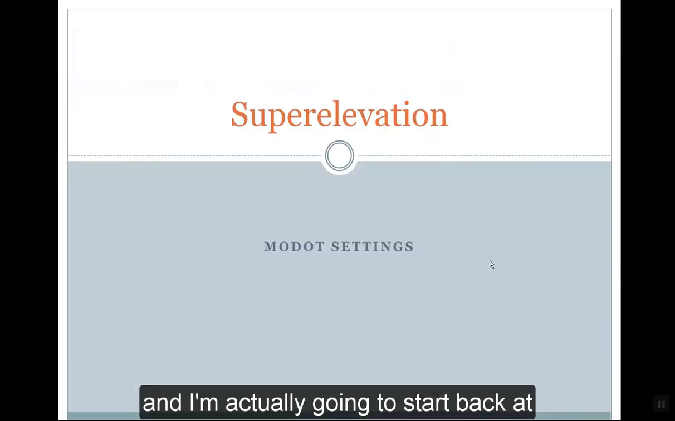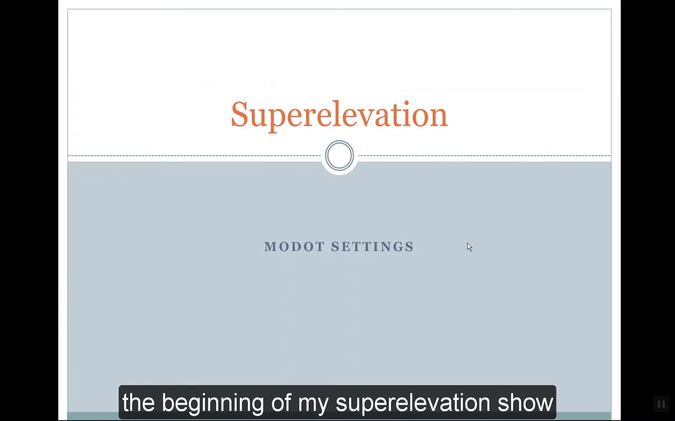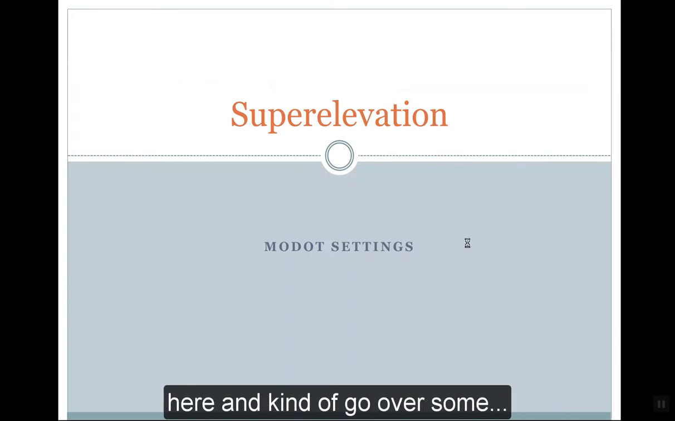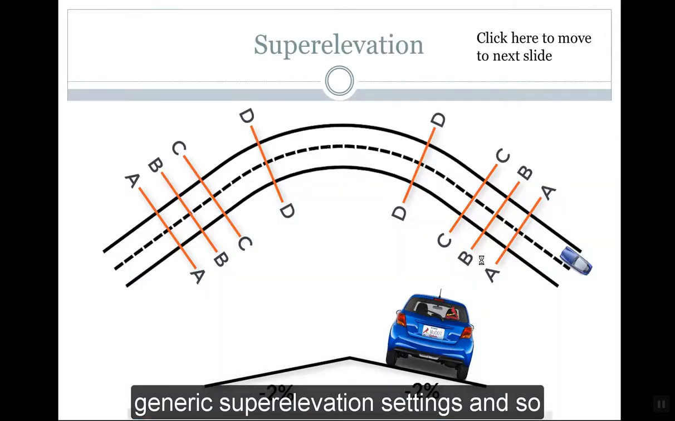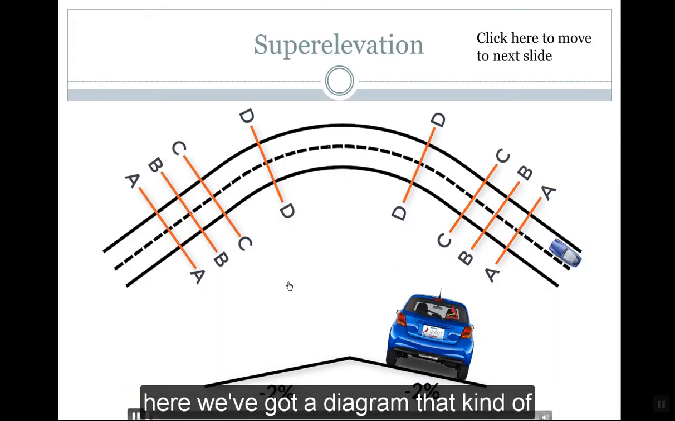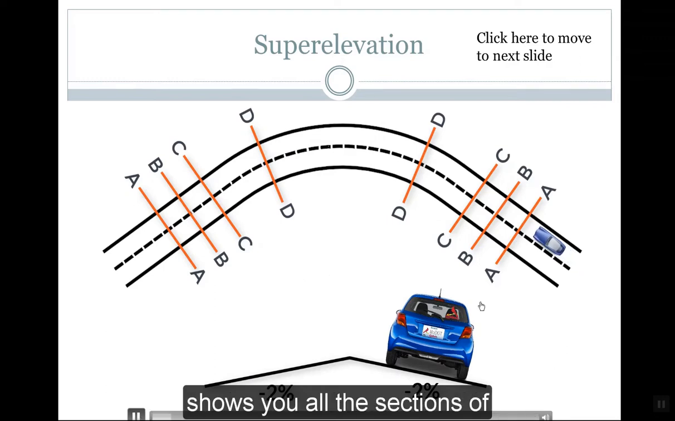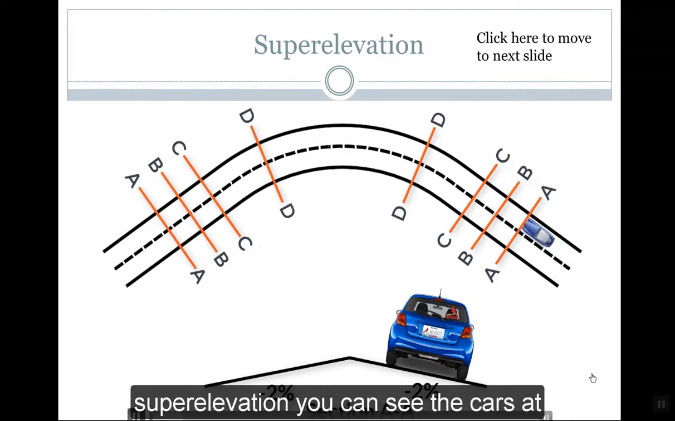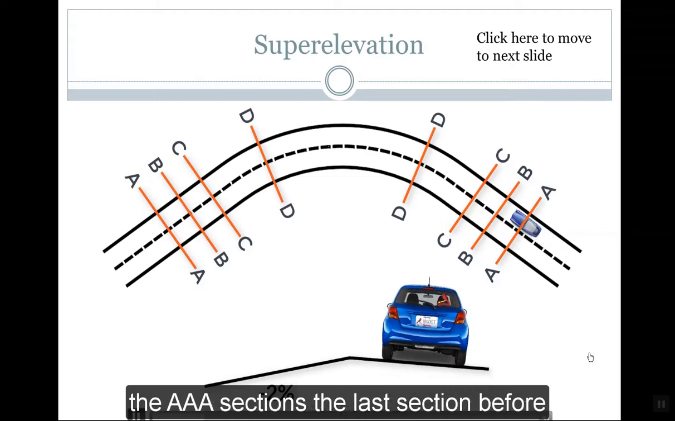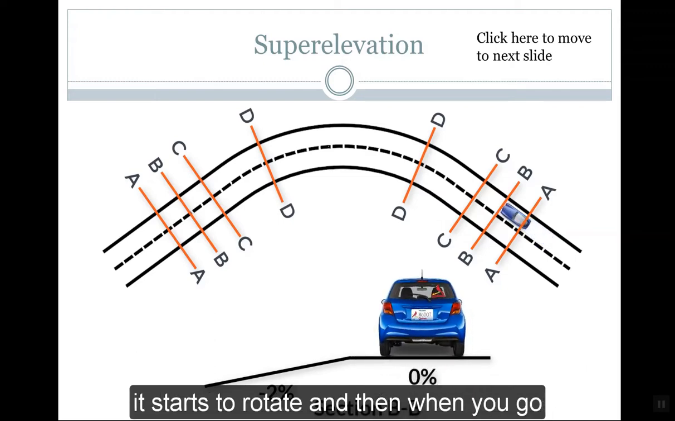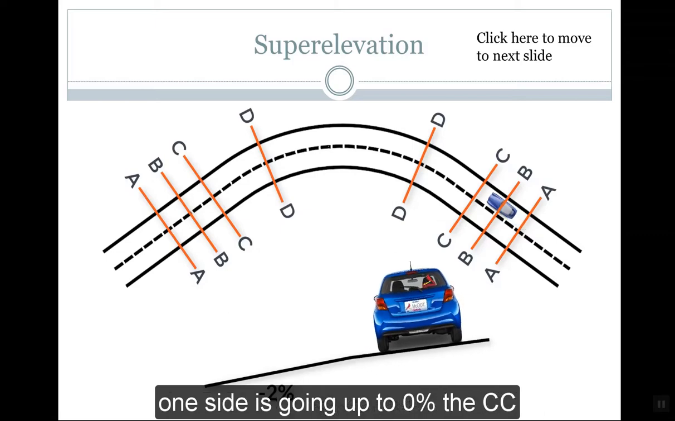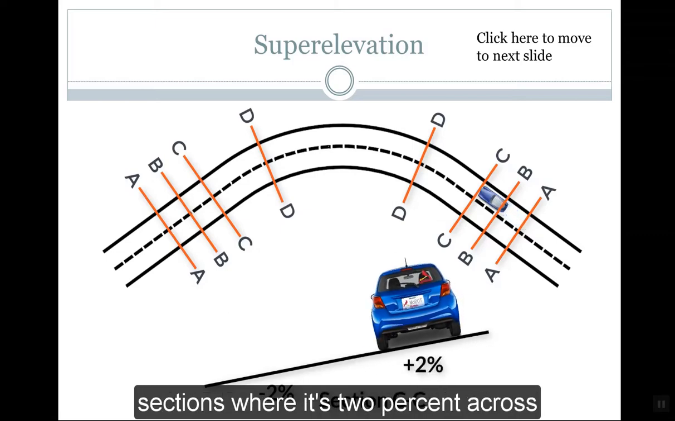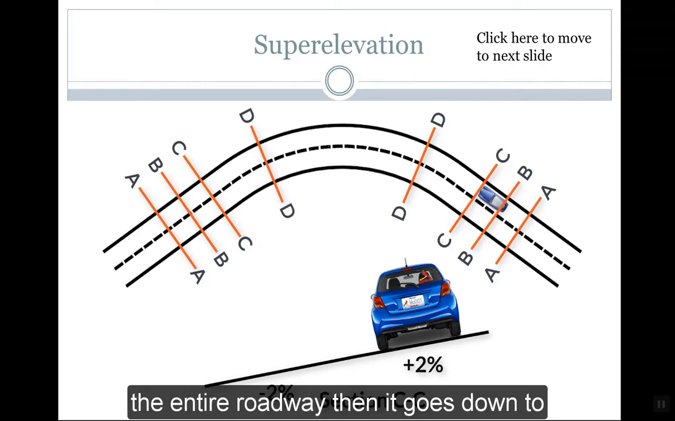And I'm actually going to start back at the beginning of my superelevation show here and kind of go over some generic superelevation settings. And so here we've got a diagram that kind of shows you all the sections of superelevation. You can see the cars at the AA section. It's the last section before it starts to rotate. And then when you go to the BB section, you can see that the one side is going up to 0%. The CC section is where it's 2% across the entire roadway.